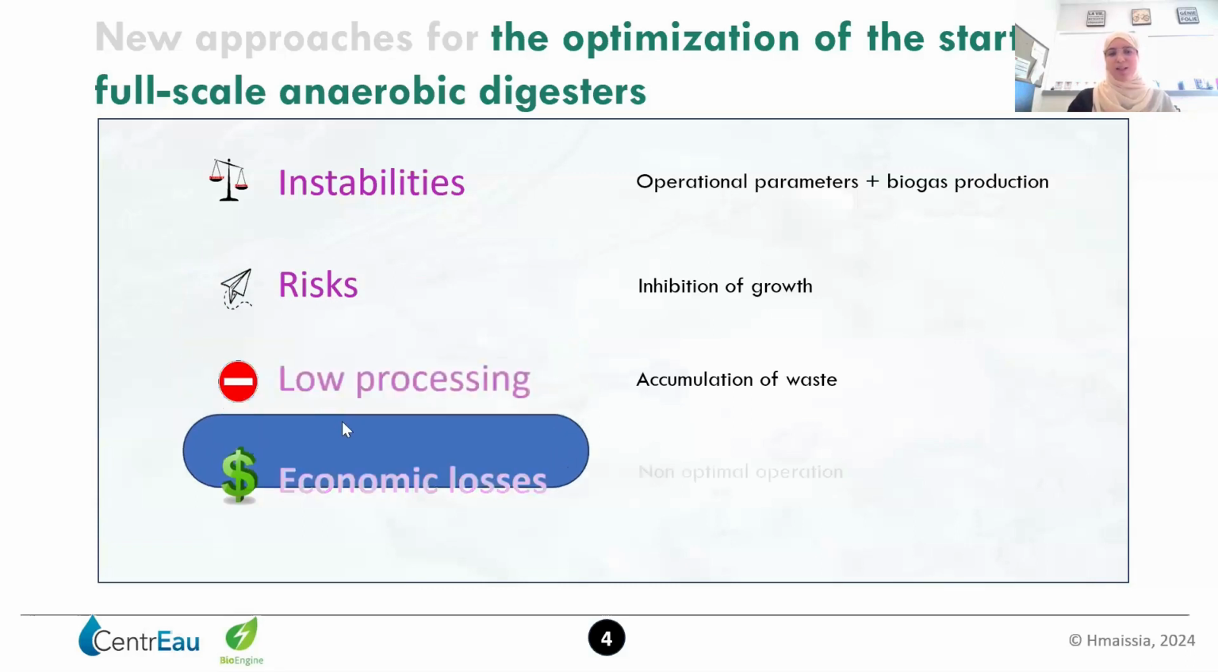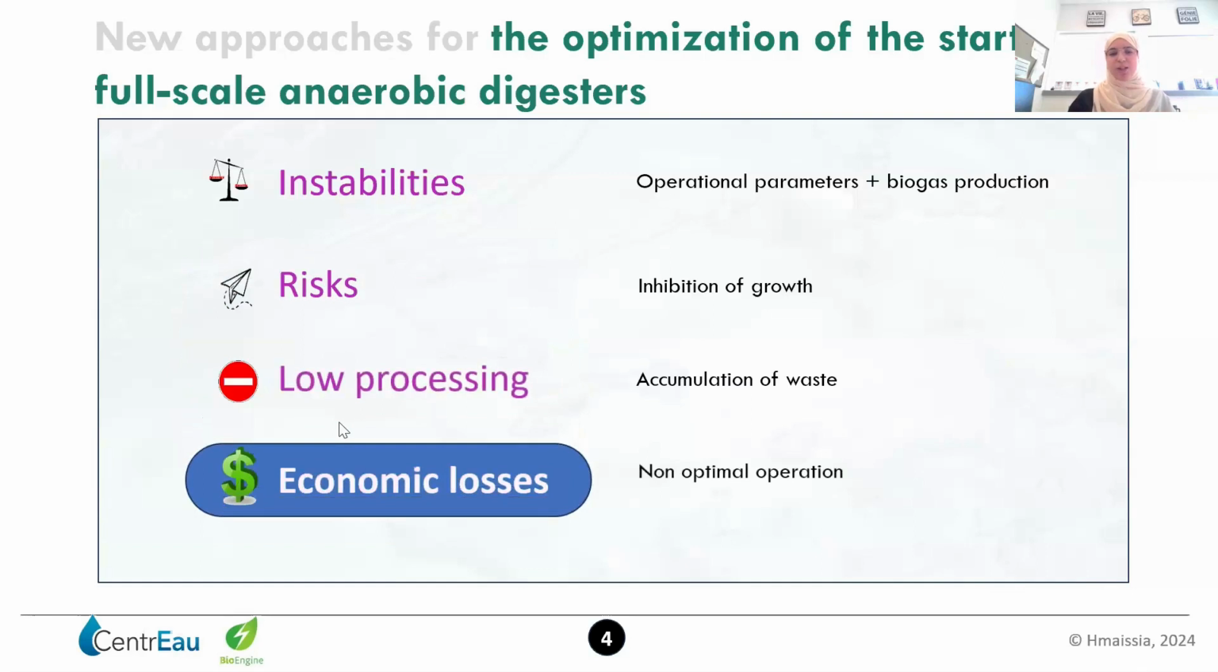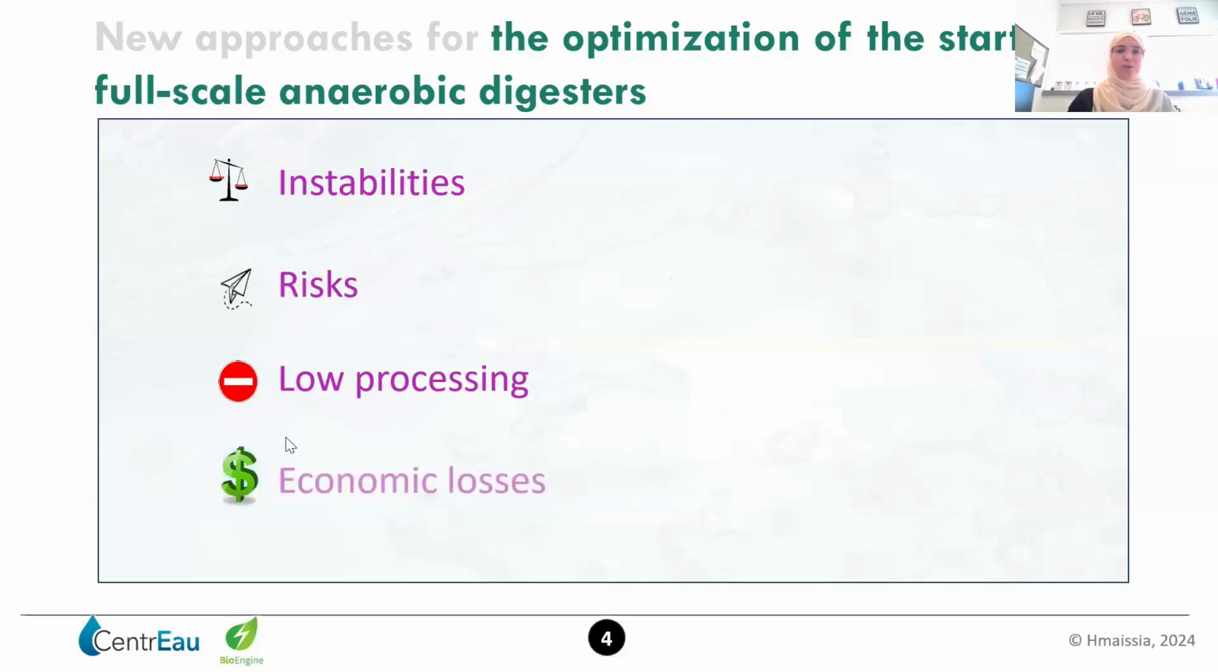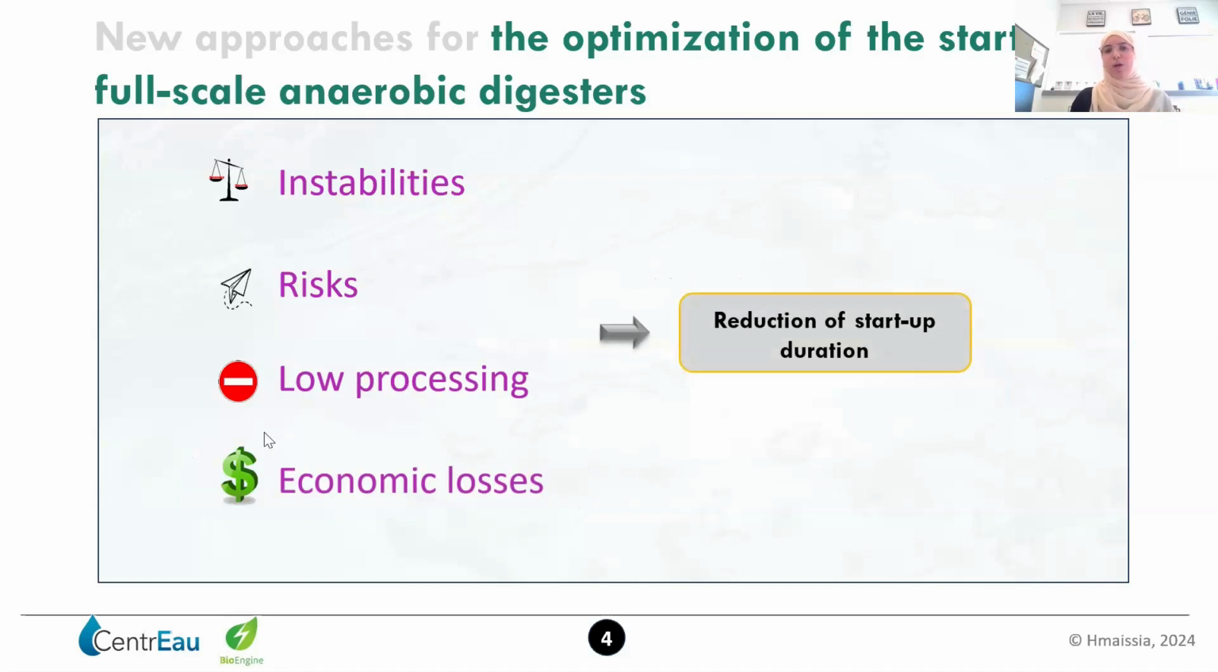And this will lead to the accumulation of waste, with all of the environmental and economical problems. This means we will have economical losses, because our facility is running, we have engines running, and we have low income. So we are not producing anything. This is not optimal for our biogas facility. For that reason, our main target is to reduce the startup duration, so all of our approaches will be around this.